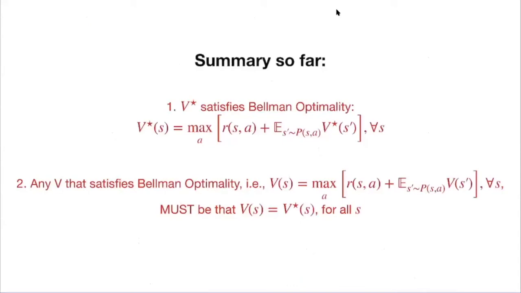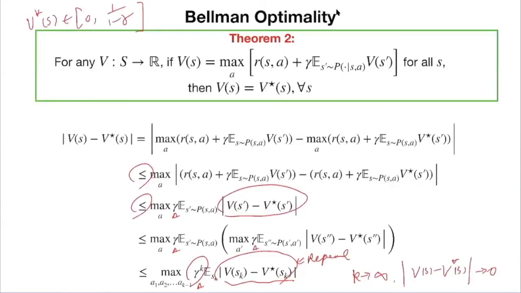Sorry, could you give a little more clarification on why it tends to 0 in the last step? Like, why as k tends to infinity, this tends to 0? Yeah. So gamma to the k approaches 0, right? That you agree. Yes, because gamma is between 0 and 1, so that's fine. Okay, and V is a function that you pre-specified, so it has a maximum value. And V star is always bounded from 0 to 1 over 1 minus gamma. So now I have 0 times this quantity.